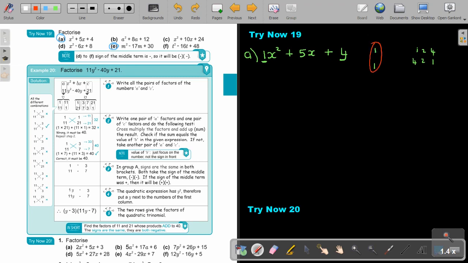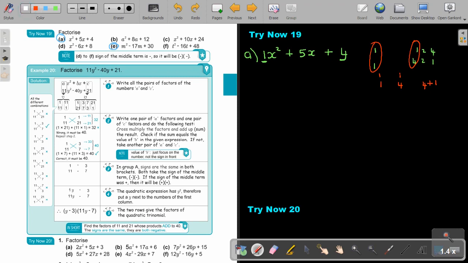Then I'm going to take 1 and 1. So let's start by saying 1 and 1 and 1 and 4. So 1 times 4, that's going to be 4. And 1 times 1, that's going to be 1. And I add it up, okay, because I'm in group A. And that's going to be 5, okay, so did you see? Yes. So it's correct.